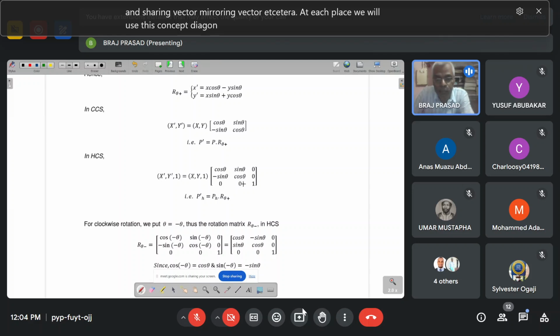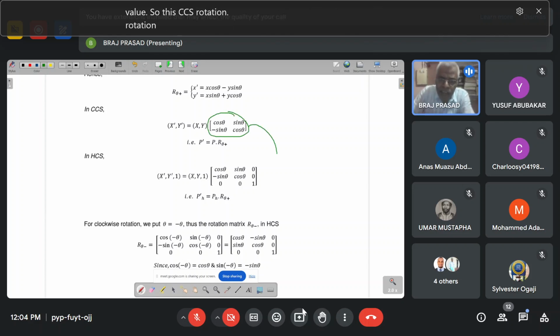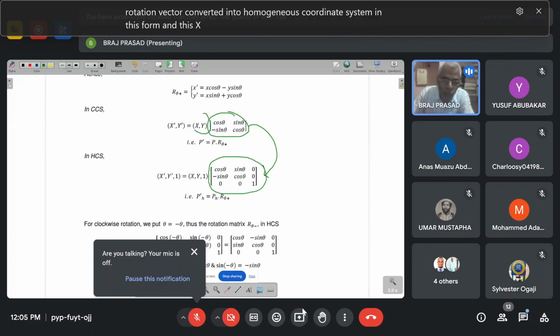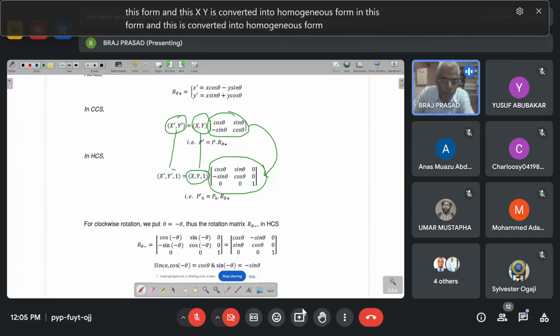Diagonal must be non-zero in any vector, either in translation vector or rotation vector. So we will put here 1, and we will introduce one row with 0 value and one column with 0 value. So this CCS rotation vector is converted into homogeneous coordinate system in this form, and this xy is converted into homogeneous form in this form, and this is converted into homogeneous form in this form.